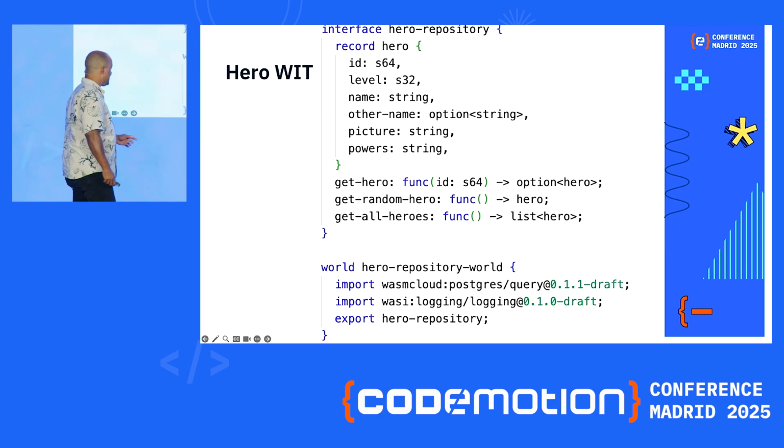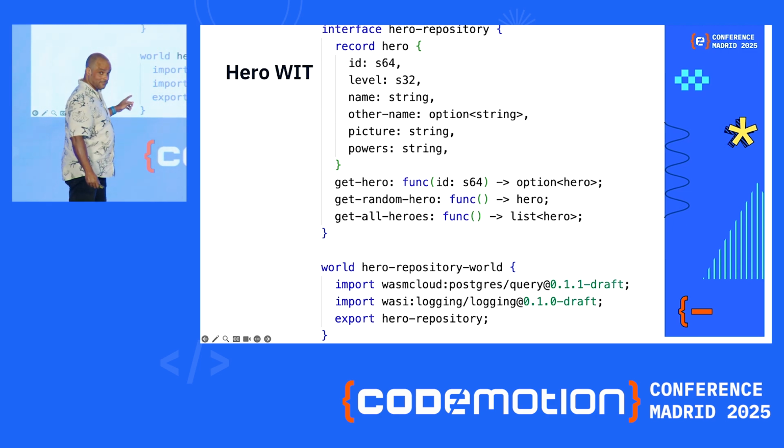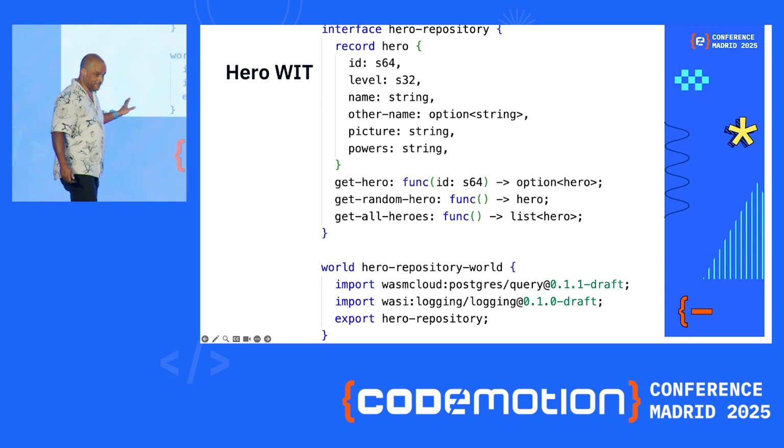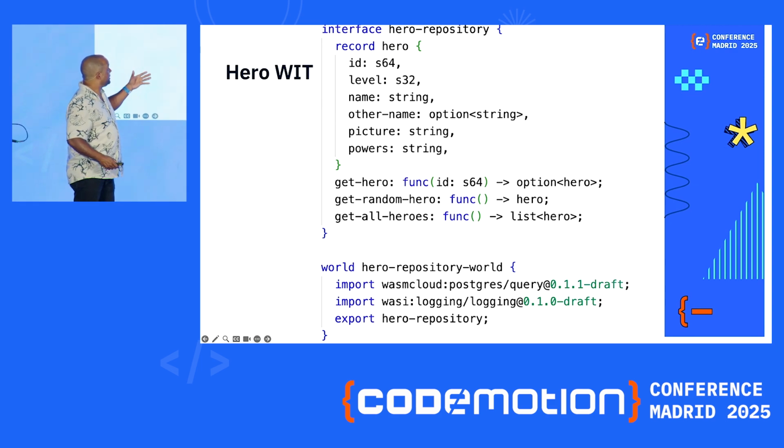Now, we extend the world of this component to export this repository, and we can remove all the HTTP stuff. So now, if somebody uses this component, you can just call get hero and you get a hero back. And then it doesn't need to go through JSON encoding and all the stuff. It will just have block memory copies. They're really fast.